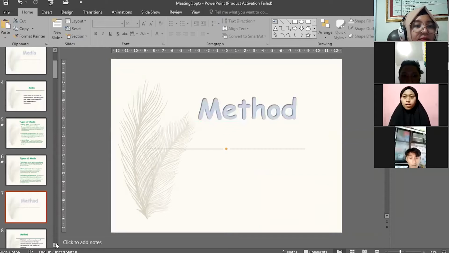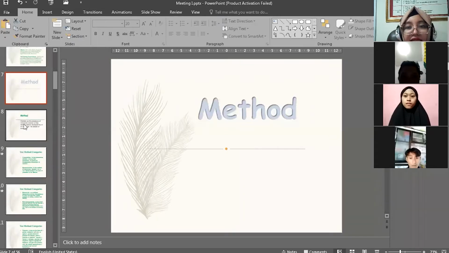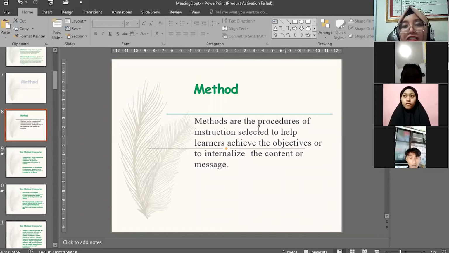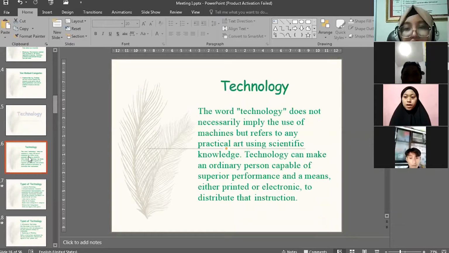Now let's discuss method a little bit. Methods are the procedures of instruction selected to help learners achieve the objective or to internalize the content of the message. Okay, the word technology does not necessarily imply the use of machines, but refers to any practical application of scientific knowledge. Sometimes students think that if we talk about technology, it should be related to machines. It is not necessary.